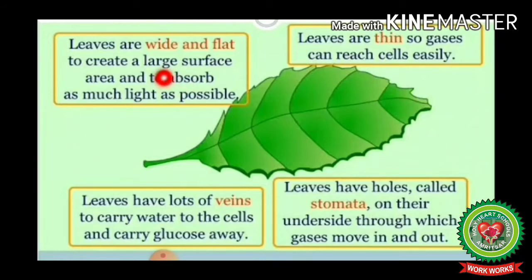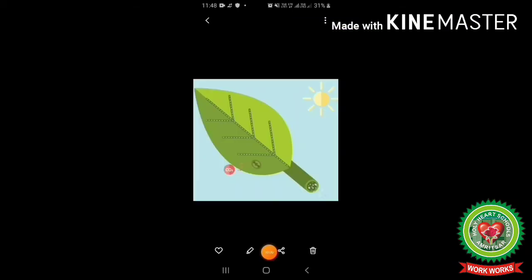First adaptation is large surface area. Leaves are wide and flat to create a large surface area and to absorb as much light as possible. In this picture you can see large surface area of leaves helps in maximum absorption of light energy from the sunlight.